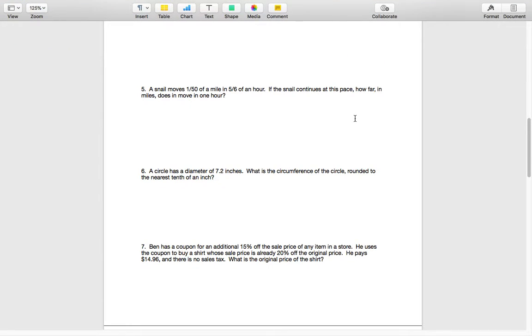Number 5. A snail moves 1/50th of a mile in 5/6 of an hour. Now, don't get too scared of these fractions. They're actually not that bad. So let's talk about what this snail does. If he continues at this pace, how far in miles does he move in 1 hour?